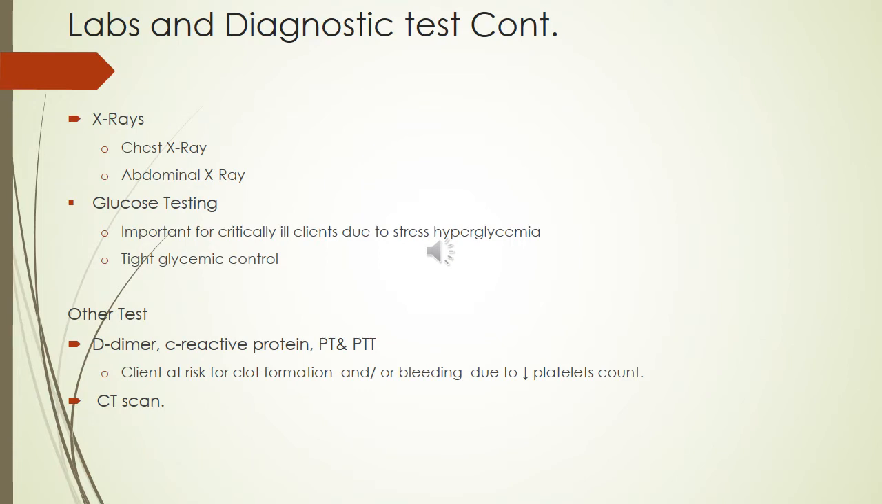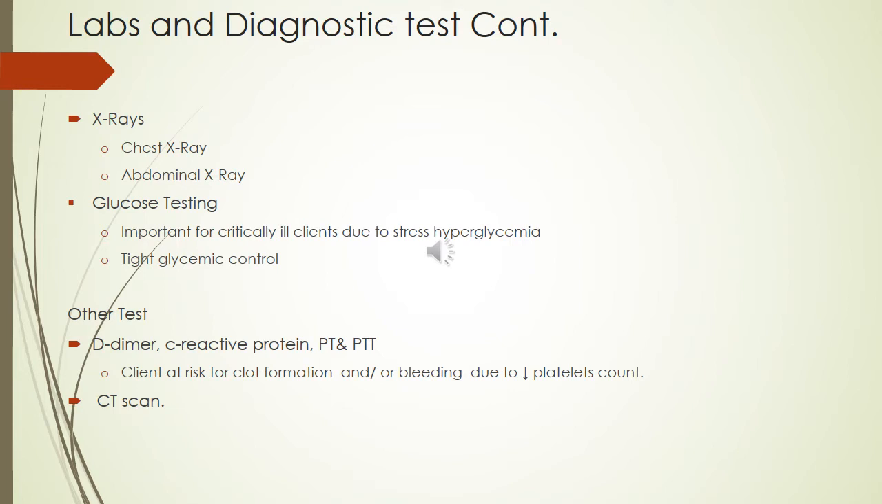X-rays, such as chest X-ray and abdominal X-ray, are also ordered. Glucose testing is very important, especially for the critically ill patient, and this is due to stress hyperglycemia. These patients can develop hypoglycemia, and doctors will do very tight glycemic control on these patients.